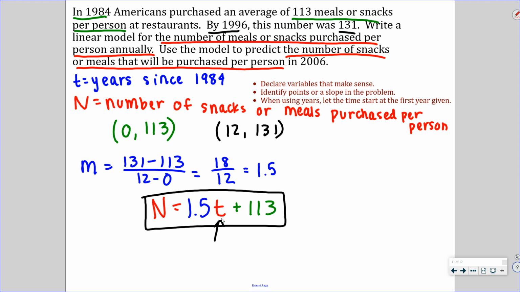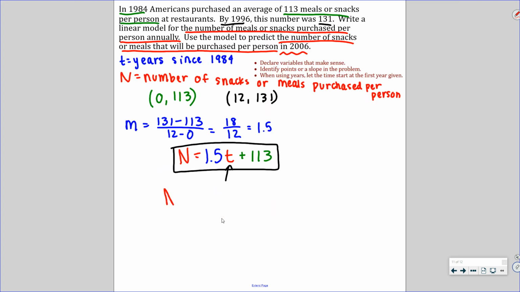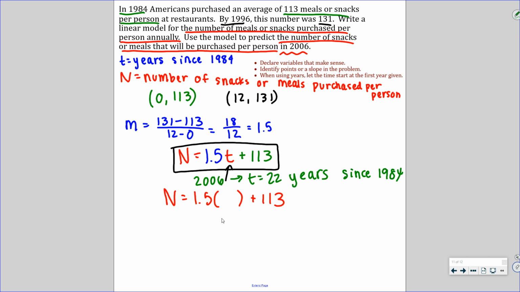Now we can use this model to predict the number of snacks or meals that will be purchased per person in 2006. Okay, so my number of meals per person in 2006, what would I plug in for T? How'd you get that number? You're right. Because it's how many years are from 1984 to 2006. Good. So he just said it's the number of years since 1984. In 2006 would be 22 years since 1984. You can just do 2006 minus 1984 if you're not comfortable with that math.